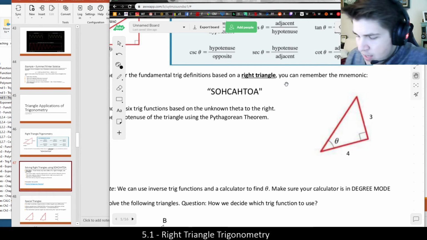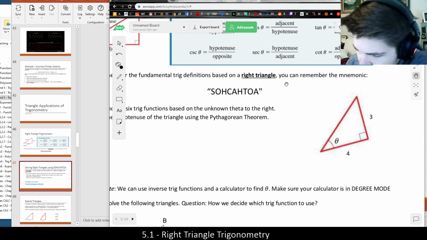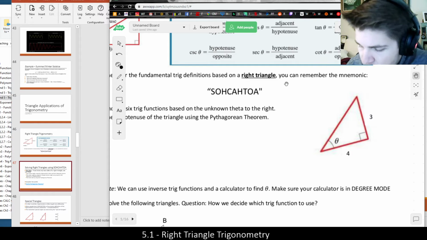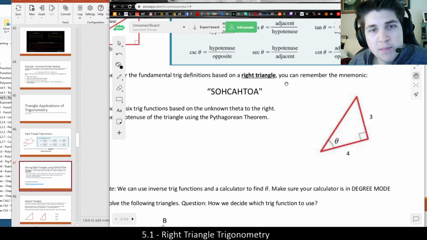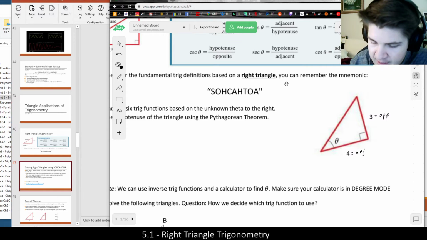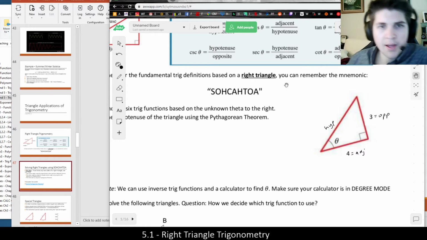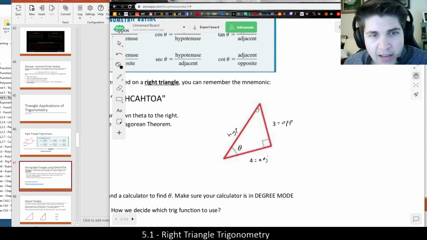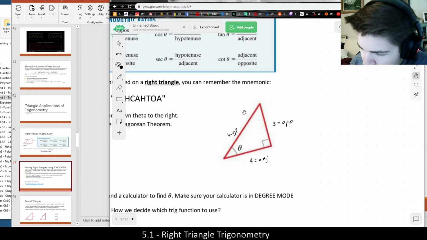But first of all, given that I have 2 out of 3 sides, we can always solve for the third side via the Pythagorean theorem. So I could call it a squared plus b squared equals c squared, but I could also label these as: this would be the adjacent side, and this would be the opposite side to angle theta. And the side across from the right angle is always the hypotenuse. So I could say that a squared plus o squared is equal to h squared.